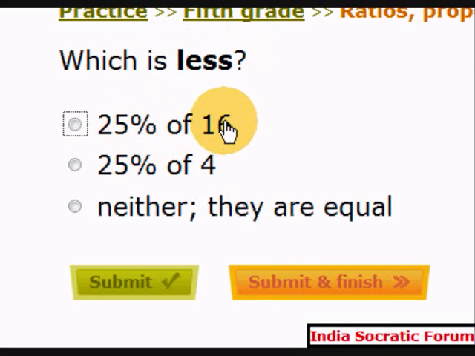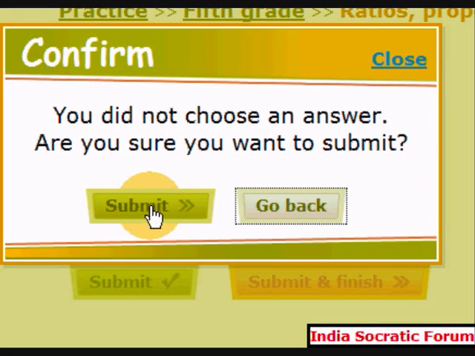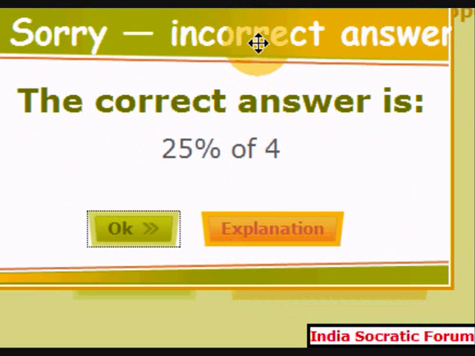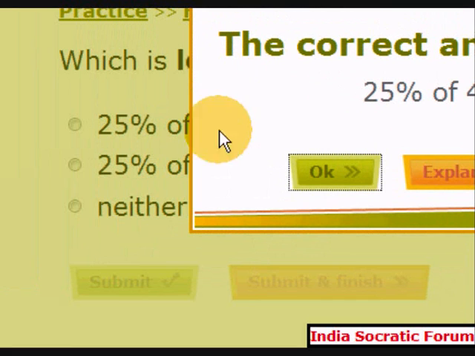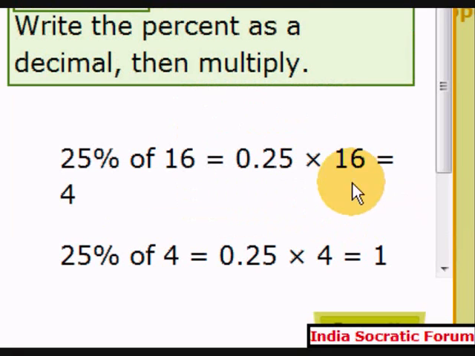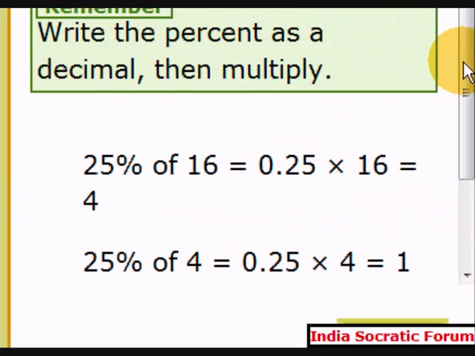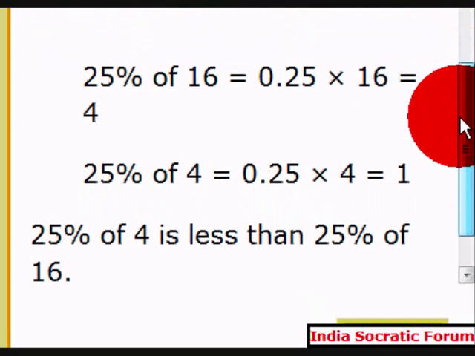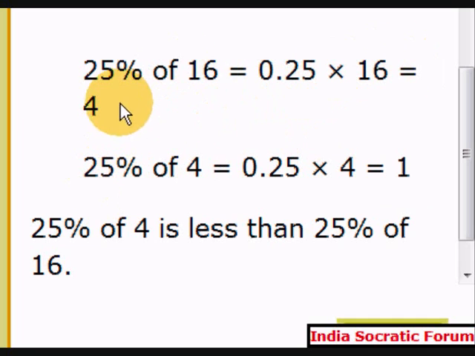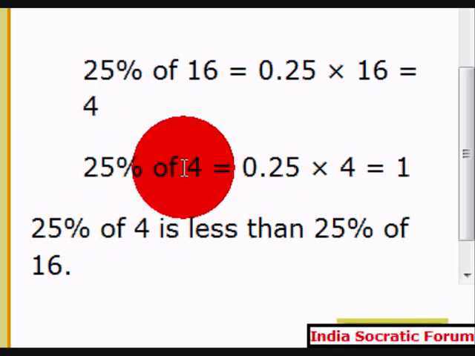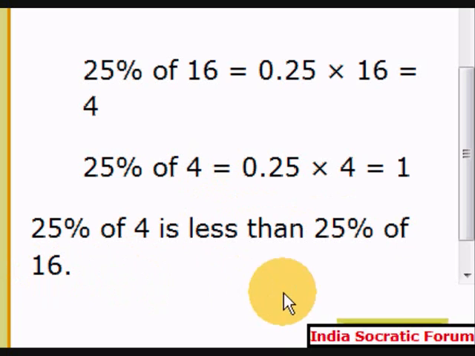Which is less, 25% of 16 or 25% of 4? Or do you say both are equal? Neither means neither is less than the other, both are equal. The answer is 25% of 4. Right? So how do we know? Write the percent as a decimal, and multiply. You see 4 is greater than 1, so 25% of 4 is less than 25% of 16.